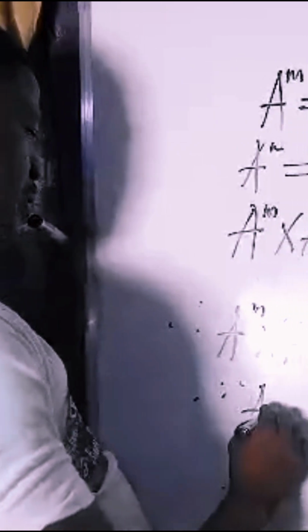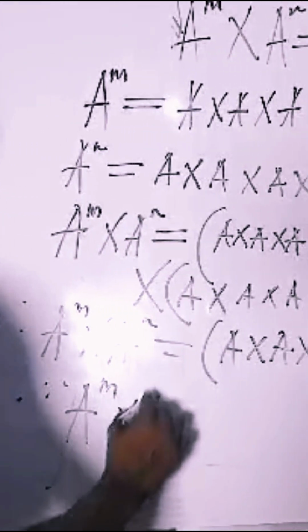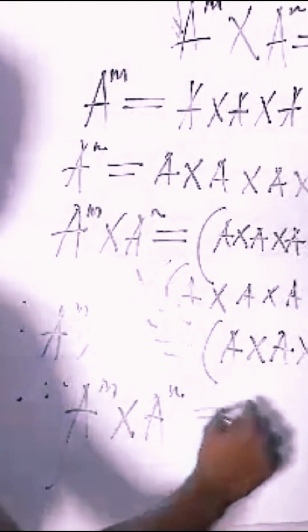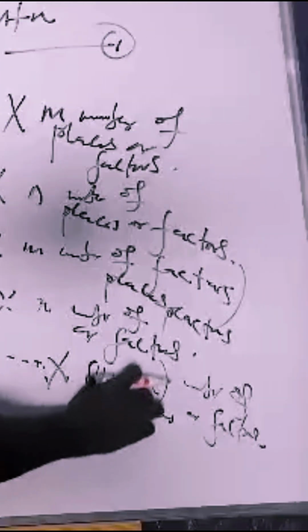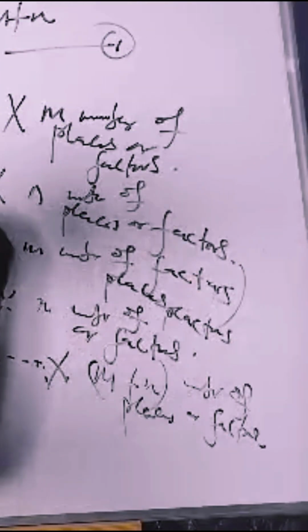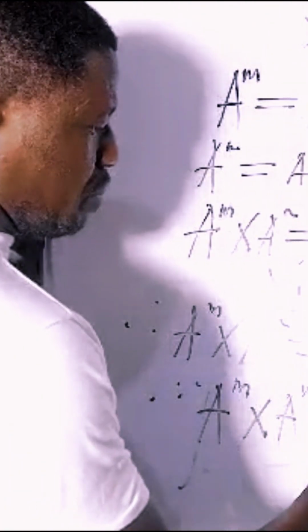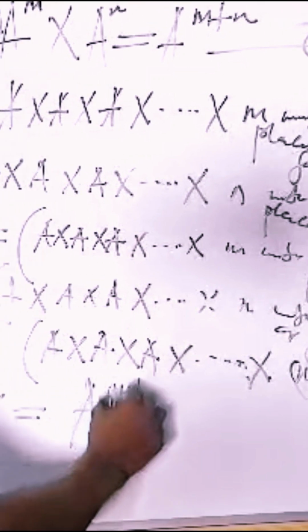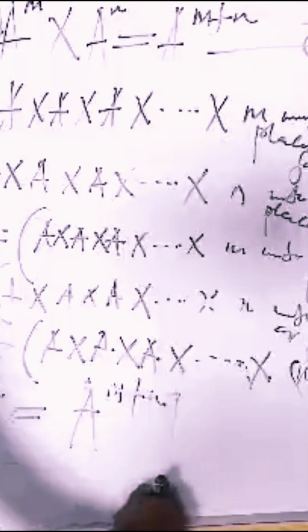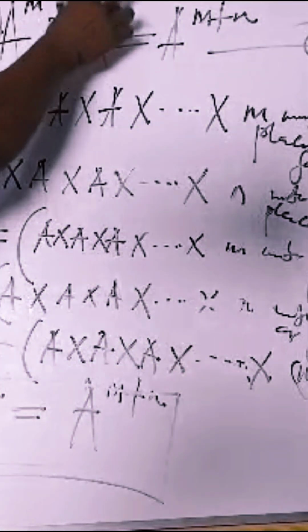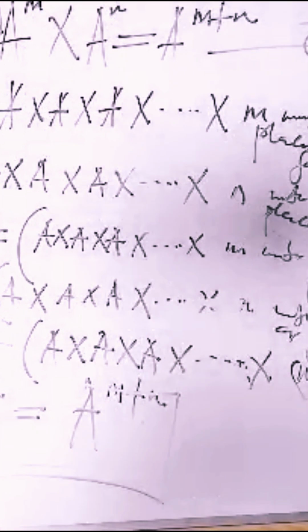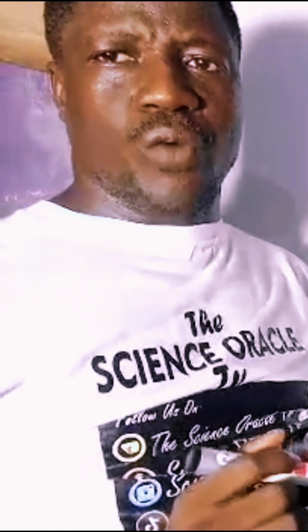Therefore we say a raised by m times a raised by n becomes a raised by the number of factors there, which is m plus n, and eventually becomes the exponent to this particular base, which is a. So we have a raised by m plus n, which conforms with the first law of indices. So indeed, a raised power m times a raised power n is as good as a raised power m plus n. This is the derivation of the first law of indices.